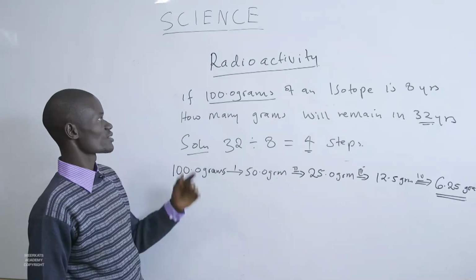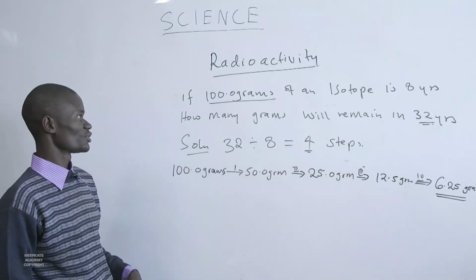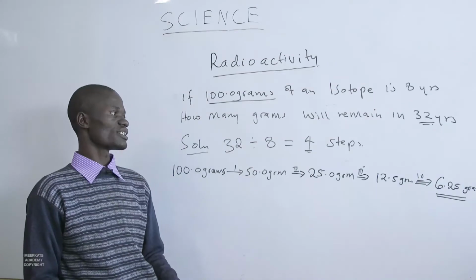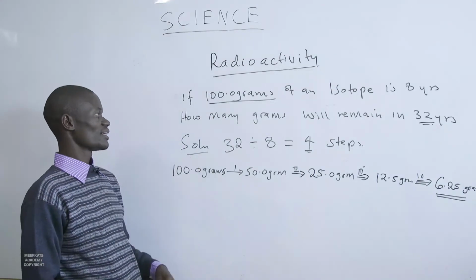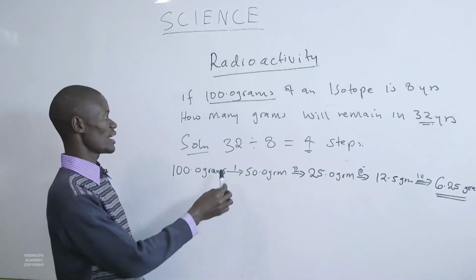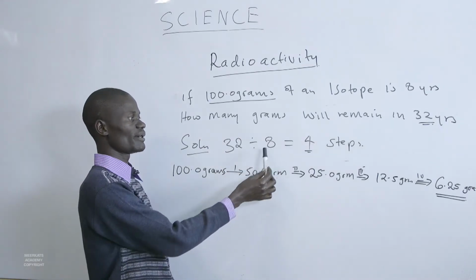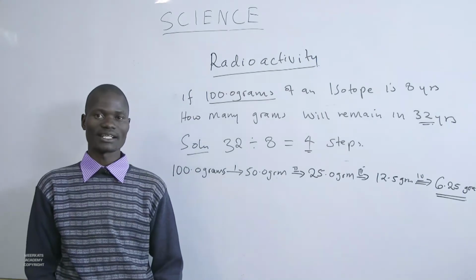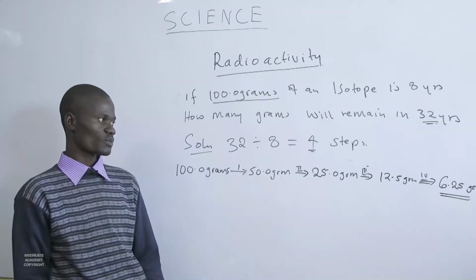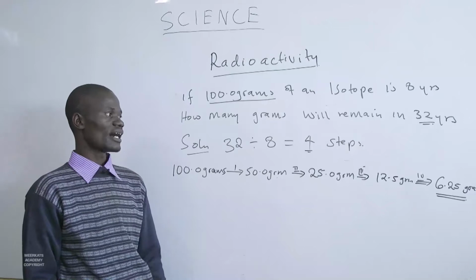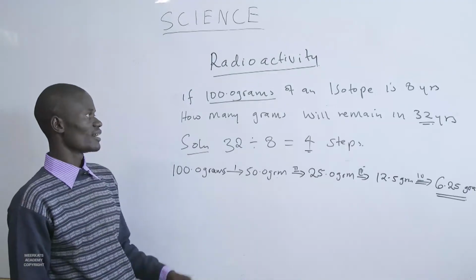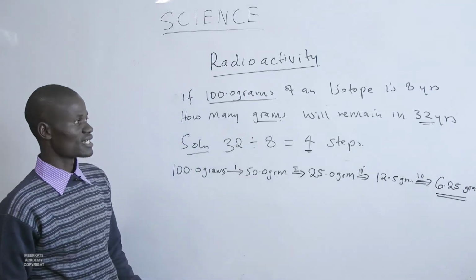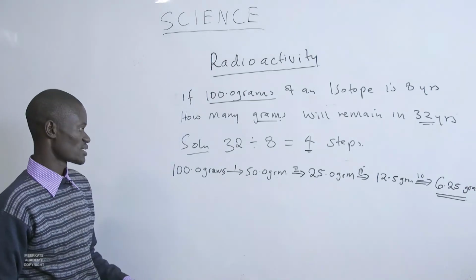When we look at these questions, it requires us to look for how many grams will remain in 32 years. Solution: we simply look at 32 years and divide by 8 years. There are a series of 4 steps the isotope will undergo to make a complete decay. Therefore, the grams we are going to look at are those remaining after a period of 32 years.